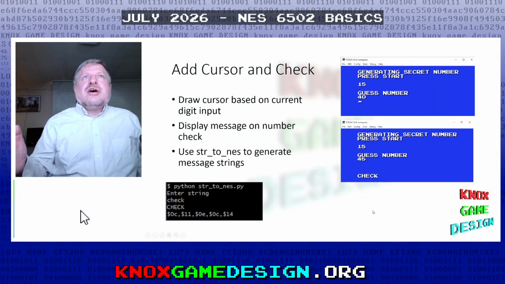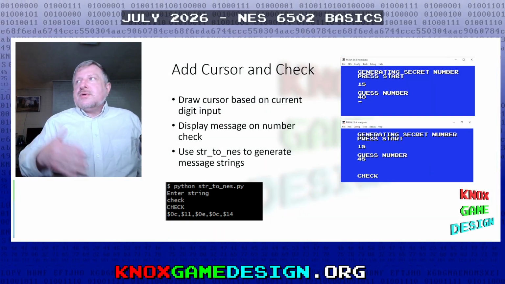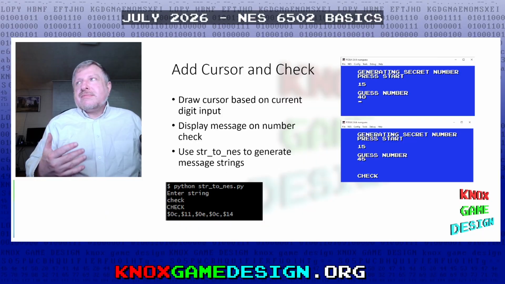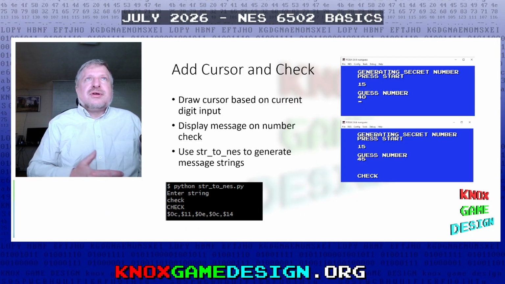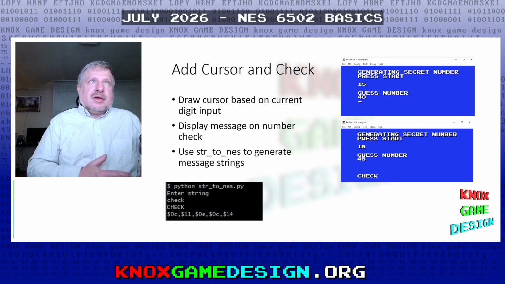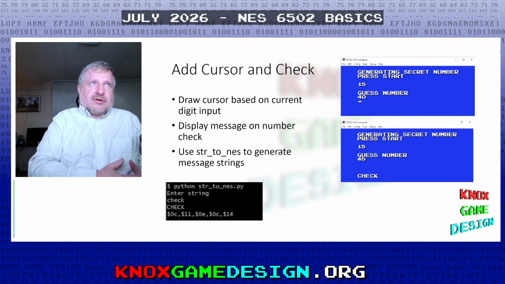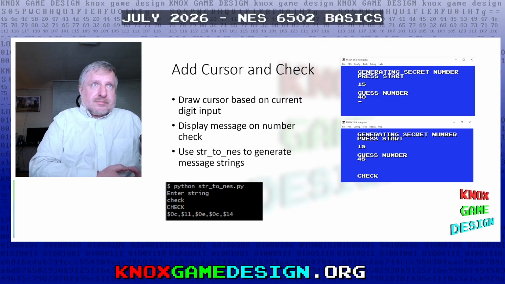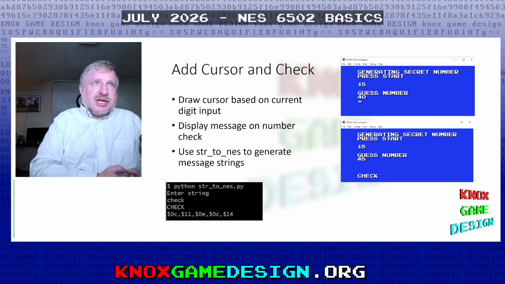Okay, so the next step is adding a cursor so you know which number you're actually entering, or let the player know which number they're entering, and then check to see if that's the correct value. So draw the cursor based on the current digit input. Display message on number check.